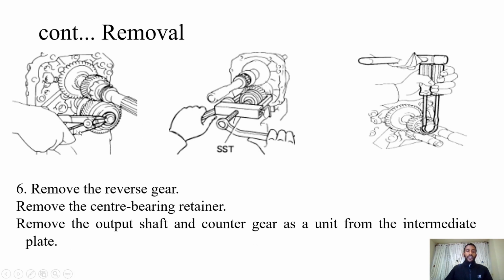The next part is that we should remove the reverse gear. Initially, as I told you, we should remove the reverse gear snap ring, and we can use a puller to remove the snap ring. We can also use screwdrivers. We can use two screwdrivers, or we can use a snap ring remover for this purpose.